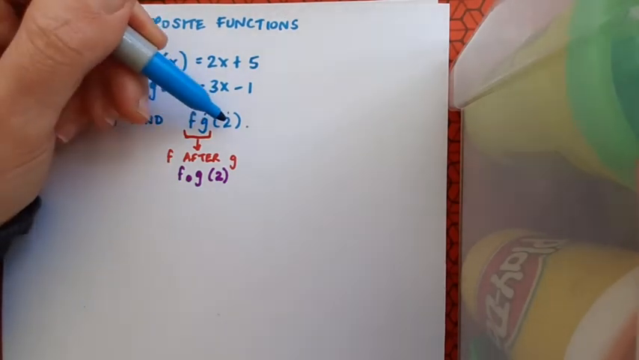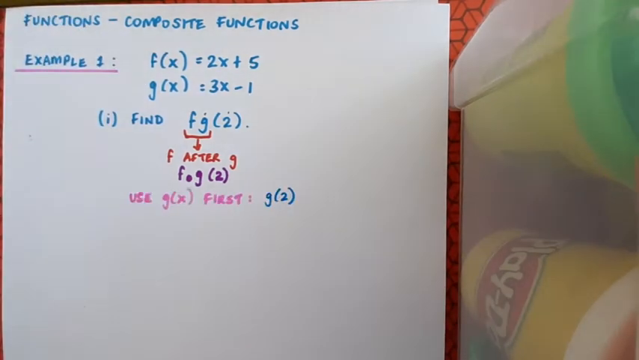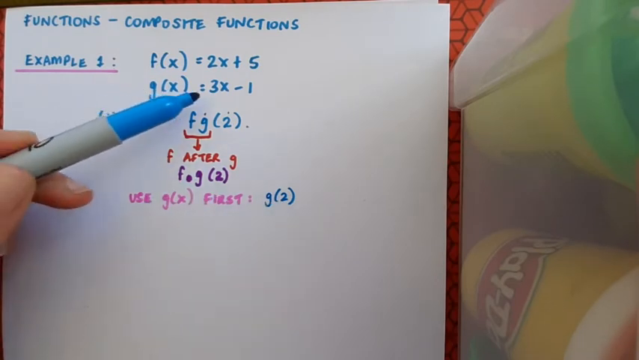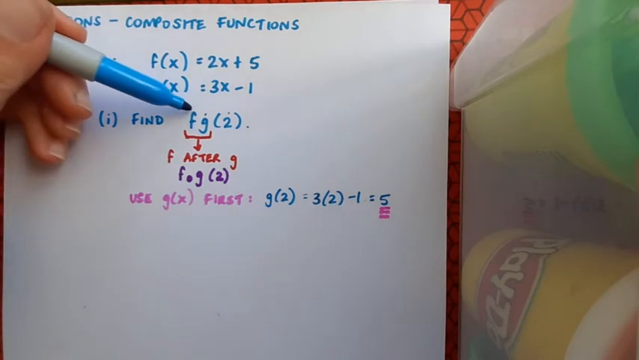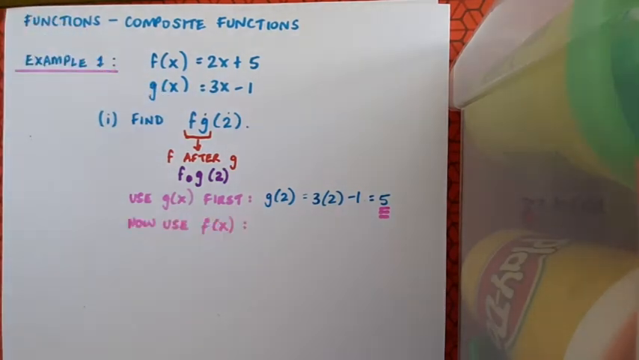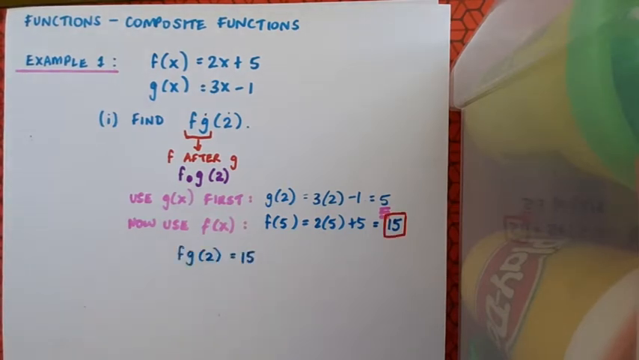So since g is closest to 2, I use the g of x function first. So I want to find g of 2. That means I just substitute 2 in as my input into the g of x function. I can use the calculator to evaluate this, and I get 5. I now use the second function, the f function in this case, on the result. I substitute 5 into the f function, and again I evaluate, and I get a final answer here of 15. 15 is my final solution, so I can say that f after g of 2 is 15.